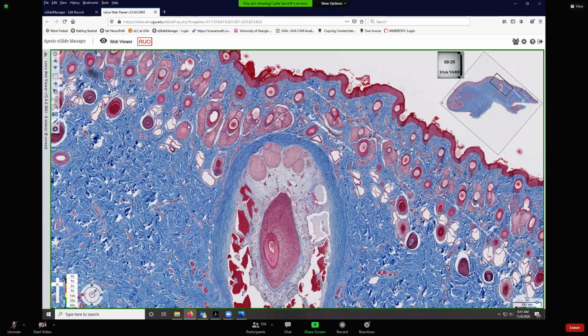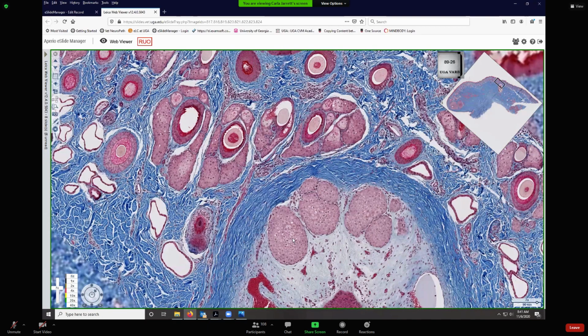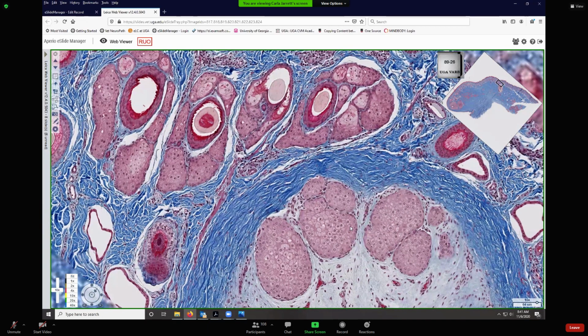All right, next are sebaceous glands, and oh my goodness, sebaceous glands are everywhere in the skin. You can practice them in every section of skin. They're simple glands.